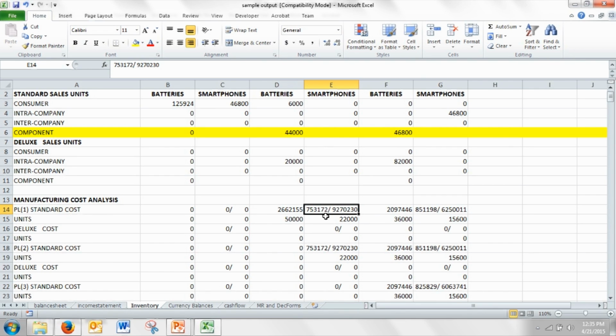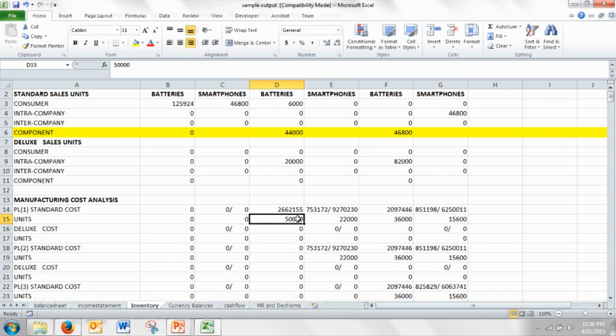Now this 753,000 in front of it represents the component costs. So it looks like those were transferred probably at cost, but those 44,000 units of batteries cost a total of 753,000. So it looks like they were about $3 or $4 each, or $30 or $40 each, sold to the smartphones.